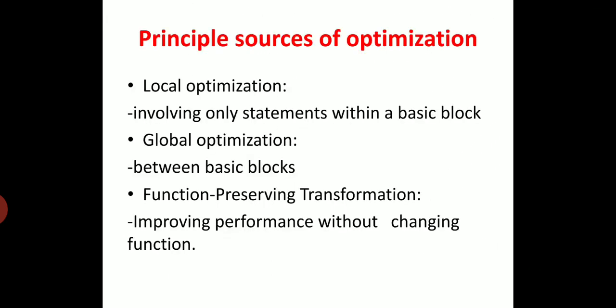Then coming to the first topic of code optimization, the principal sources of optimization. There are two different optimizations possible. Local optimization means optimization performed within a single basic block. Global optimization means optimization that will affect different basic blocks. Then function-preserving transformation means it will improve the code without changing the function involved in it.